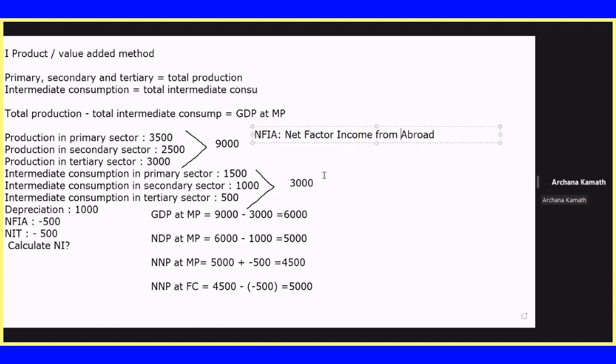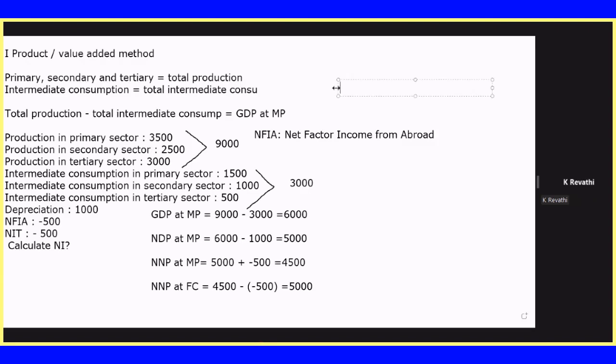Okay. So I'm going on to the second method, which is the income method. Clearing the board. Madam, you said product method or value added method again? Okay, two different names for the same method: product method or value added method.